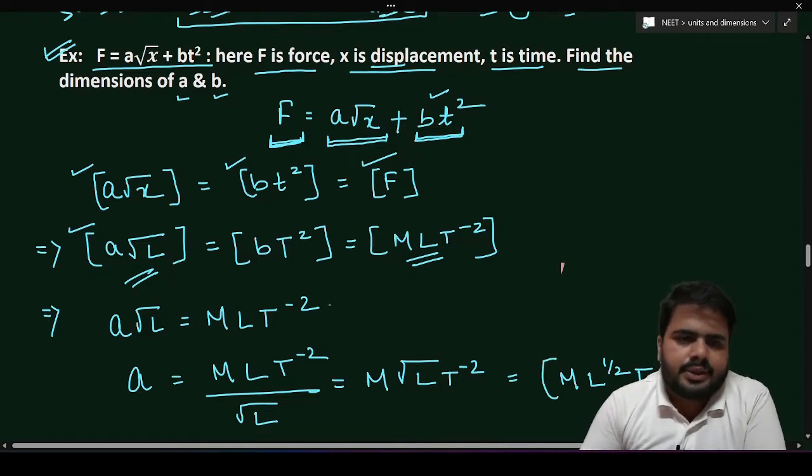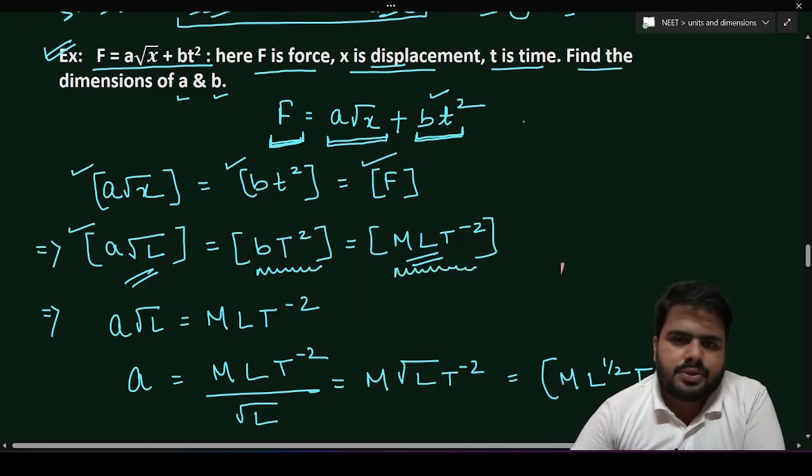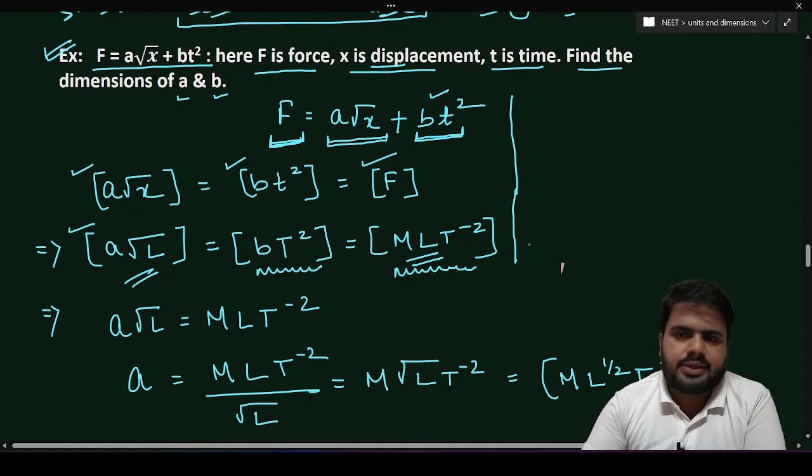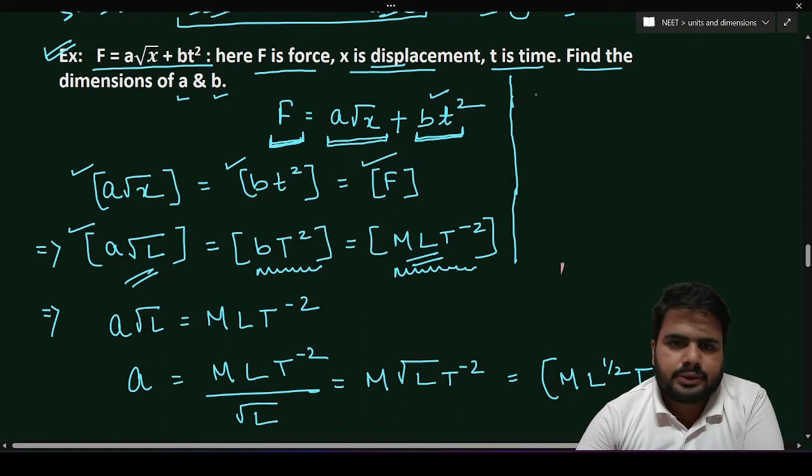Okay. Now we'll find out the dimension of B. Again you have to compare b t square with M L T minus 2. So I am solving here. Here you can see b t square is equal to M L T minus 2.